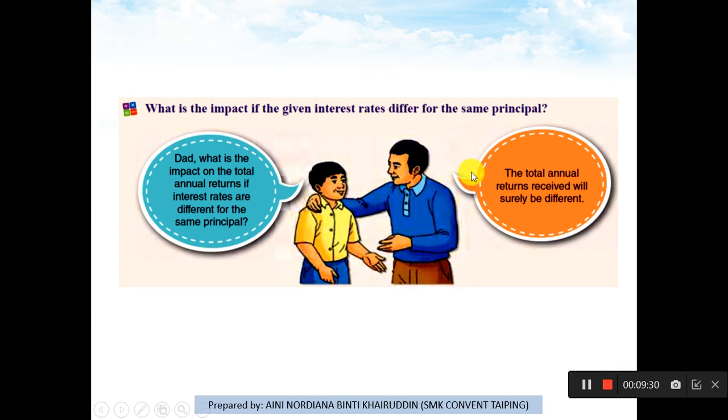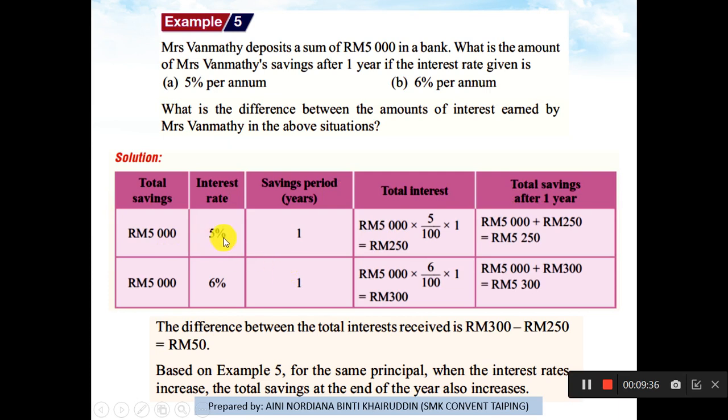From the conversation just now, the total annual return received will surely be different. For an interest rate of 5%, the total interest will be 250 ringgit. If the interest rate is 6%, then the total interest will be 300. Of course, the total saving is also different depending on the total interest. So the difference between the total interest received is 50 ringgit. Based on example 5, for the same principal, when the interest rate increases, the total saving at the end of the year also increases.